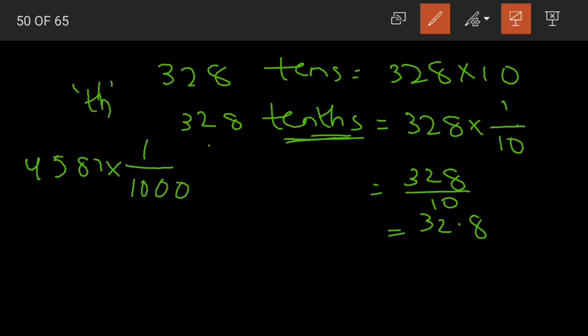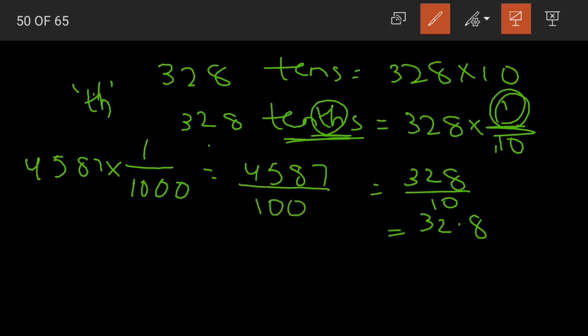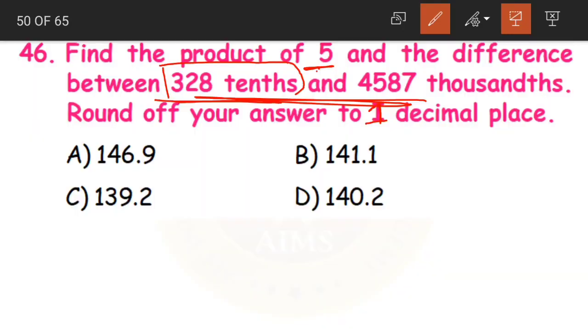So when you are having the TH in the thousands or tens, it means you have to multiply by 1 by 10 or 1 by 1000. Now when we multiply, we have 4587 divided by 1000. This would be nothing but, we are having 3 zeros, right? So decimal point after 3 digits from the right, 4.587.